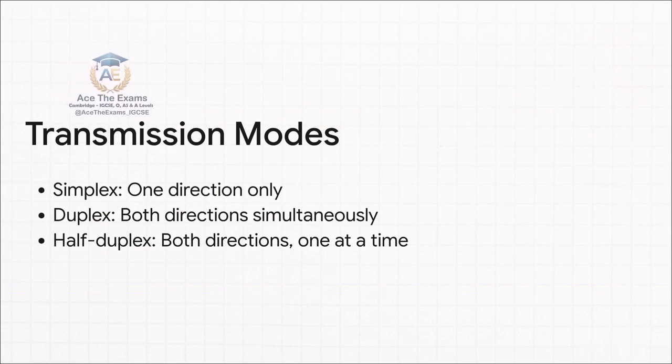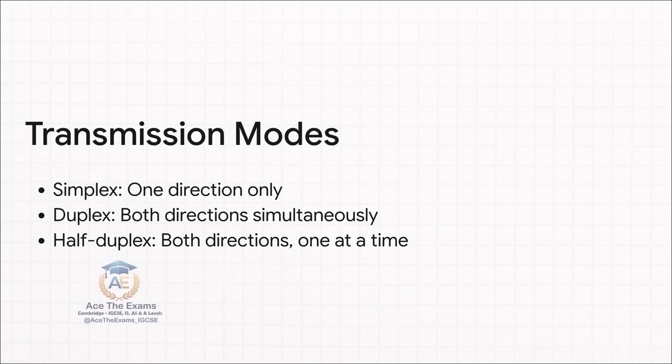You've got to categorize them strictly. There's simplex, meaning one direction only, duplex, which means both directions simultaneously, and then half-duplex. That's both directions, but only one at a time, kind of like a walkie-talkie.